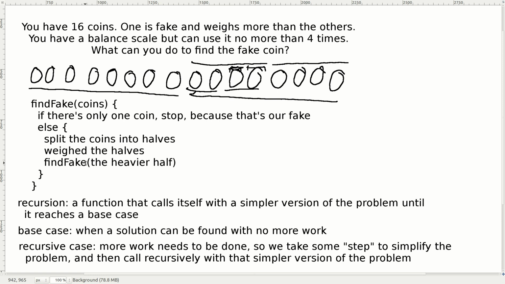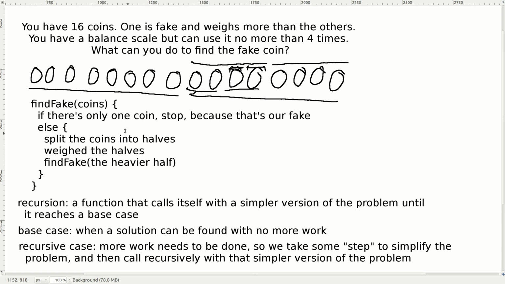It's referred to sometimes as the recursive leap of faith, where you have to treat it just like any other function and assume that if I call find fake with some smaller set of coins, it will actually do its job and find the fake among that smaller set of coins. Or if I ask to get the sum of part of my remaining array, then I have to trust that sum function, when called recursively, will give me the right result from that sum of the rest of the array.